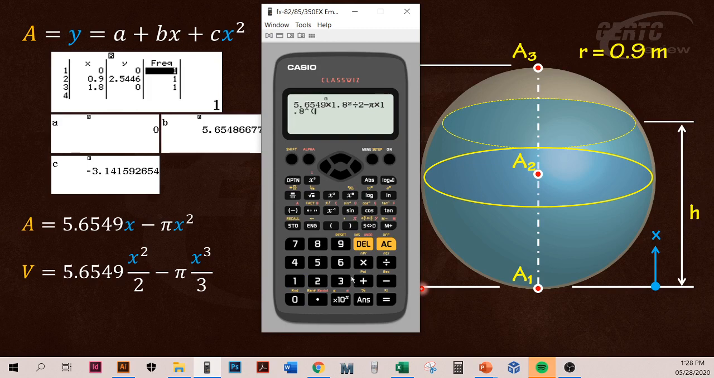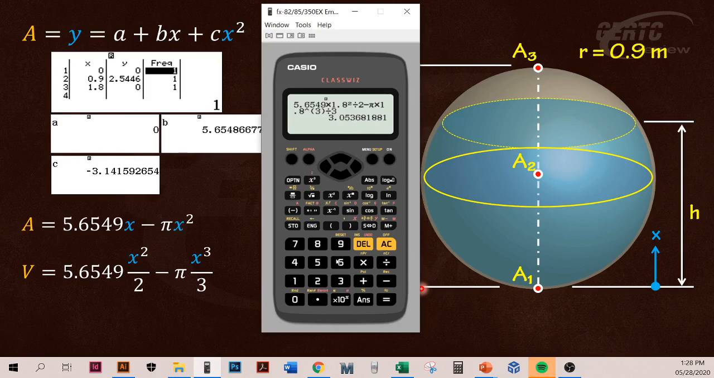1.8 cubed. Sorry, medyo mabagal ako sa calculator. Inaamin ko yan. I'm used with MathCAD. Okay, divided by 3. Okay, 3.05368. Let's check if that is correct.